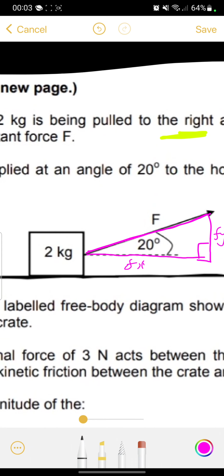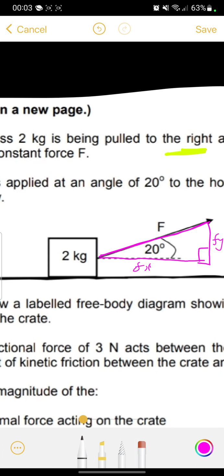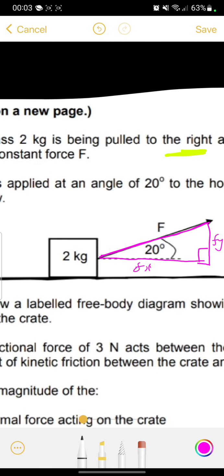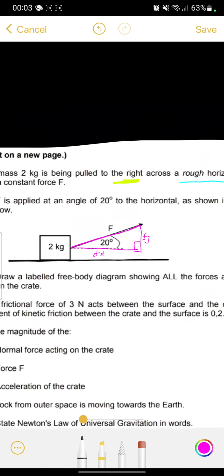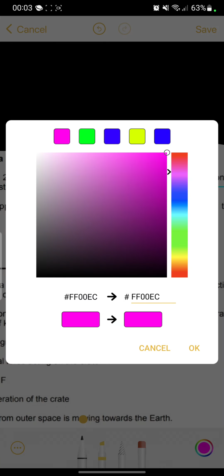So in this case, we understand that this object is moving horizontally. It's not making any upward movement or downward movement. So if it's not making any upward or downward movement, we can conclude that the forces acting upwards are equal to the forces acting downwards. So let's equate that.